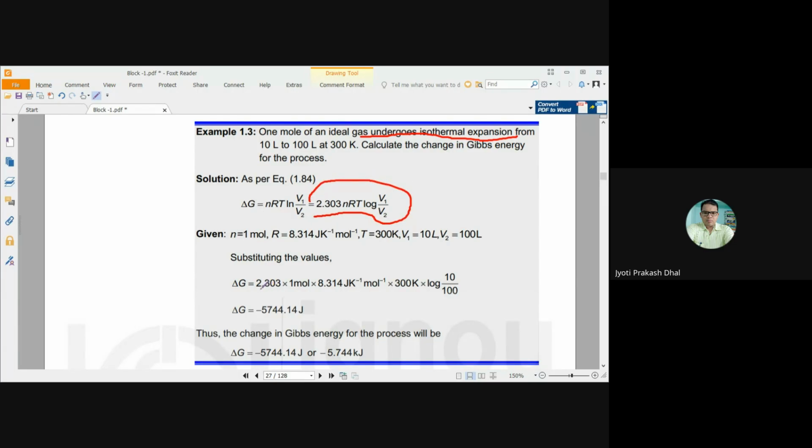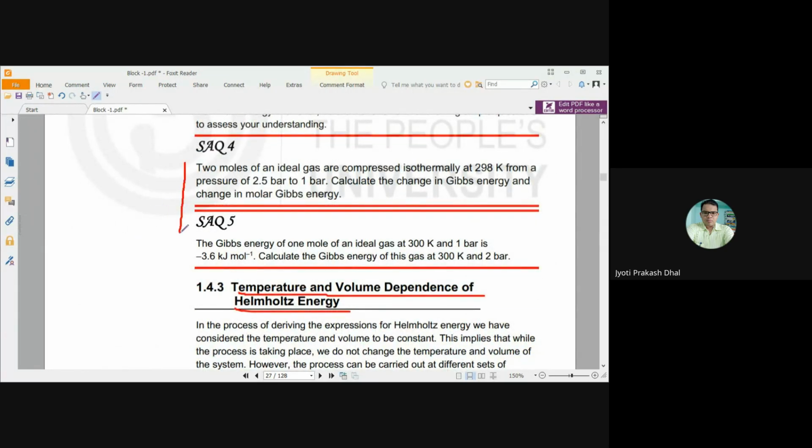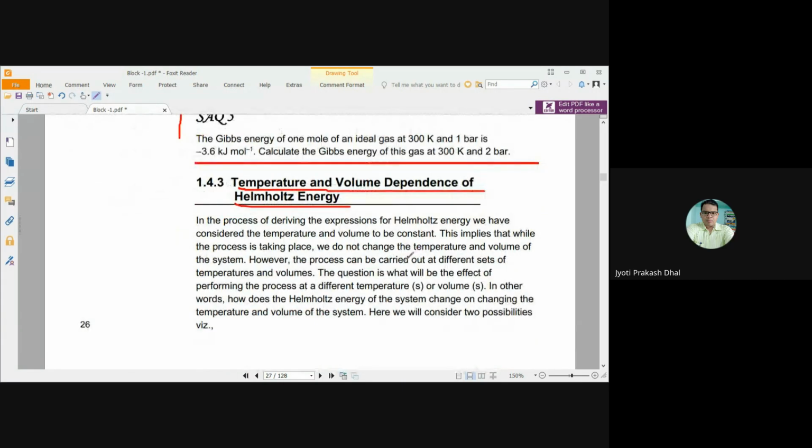In this question, the given conditions are n equals 1 mole, R is the universal gas constant, T equals 300 Kelvin, V1 equals 10 liter, and V2 equals 100 liter. By putting all these values, we find del G equals minus 5744.14 joule. The change in Gibbs free energy for this process will be minus 5.744 kilojoule. Similarly, you can easily solve these two equations.